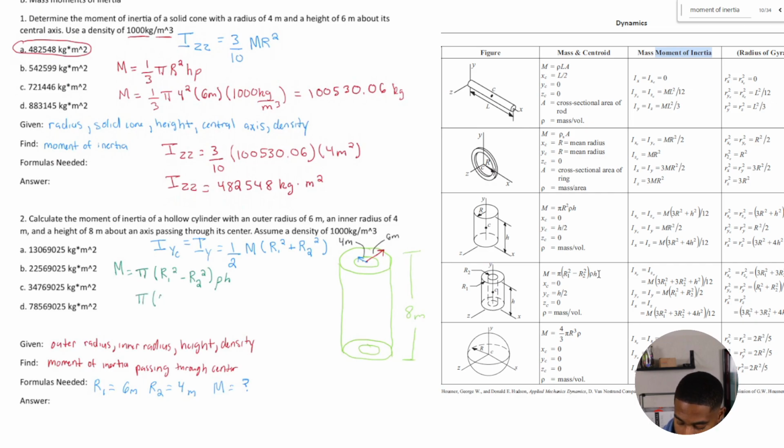Okay. Pi times 6 squared minus 4 squared, times rho, 1000. That's our density, right? Kilograms per meter cubed, times the h. What's h? Our height, 8 meters. This is all equal to m.